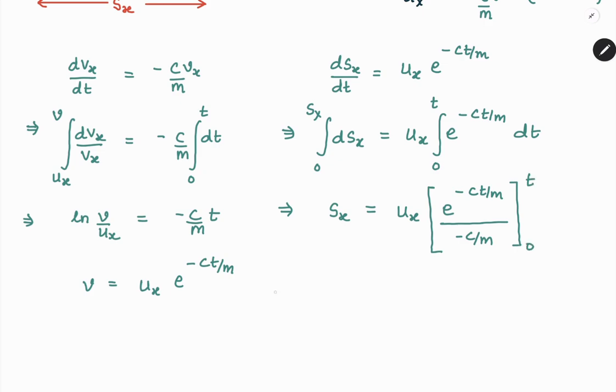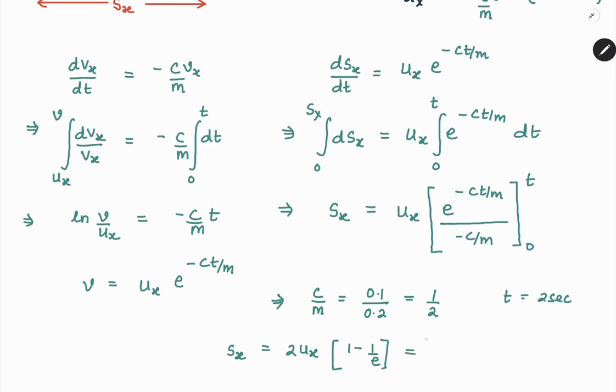Now if we substitute the values, let us first calculate c by m. c is equal to 0.1, which is given in the problem, and m is 200 by 1000, that is 0.2. So c by m is half, and we have t equal to 2 seconds. Putting 2 seconds here with half, we are left with e to the power minus 1, and the coefficient is left with 2. So in the end we obtain twice of ux times 1 minus 1 by e.